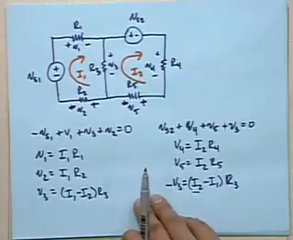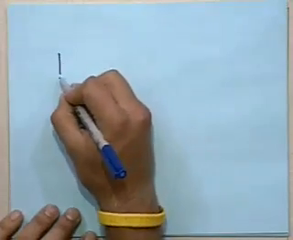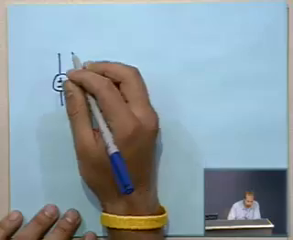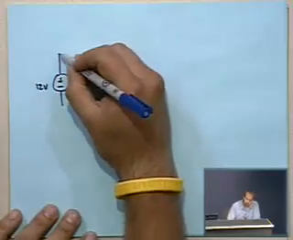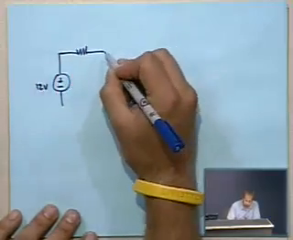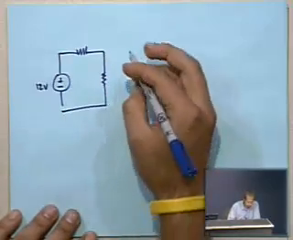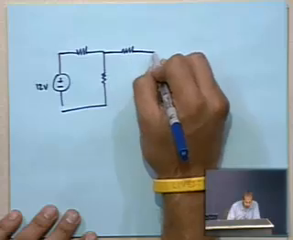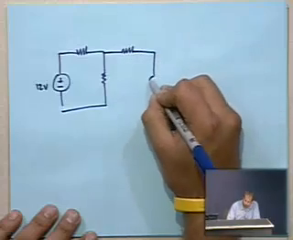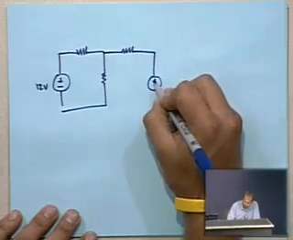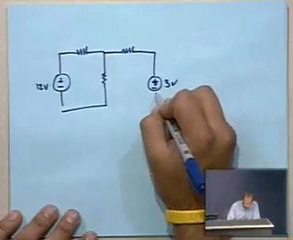So let's look at one problem at least that has some numbers in it. So here is a 12 volt source connected with a 6 kilo ohm resistor. There's another 6 kilo ohm resistor here, a 3 kilo ohm resistor, and a 3 volt source. That's a plus and a minus on a 3 volt source.